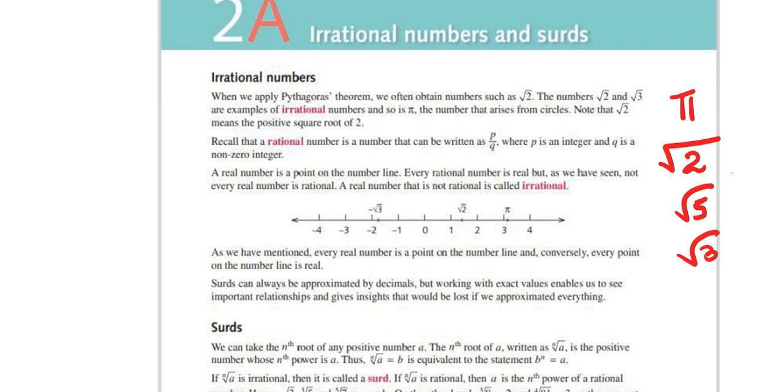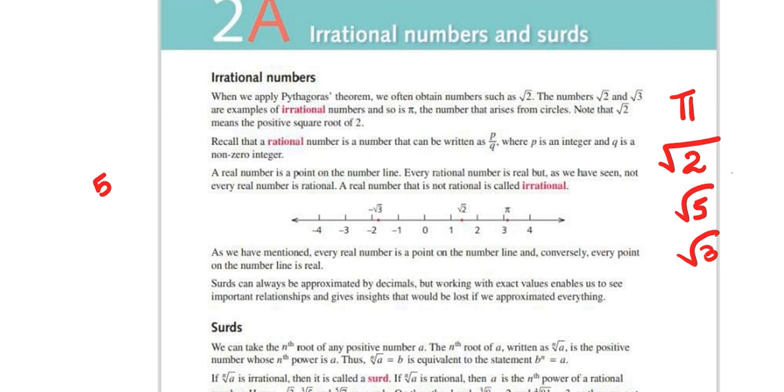A real number is a point on the number line. Every rational number is real, but as we have seen, not every real number is rational. Every rational number is real. For example, 5 is a rational number, and at the same time it is a real number.